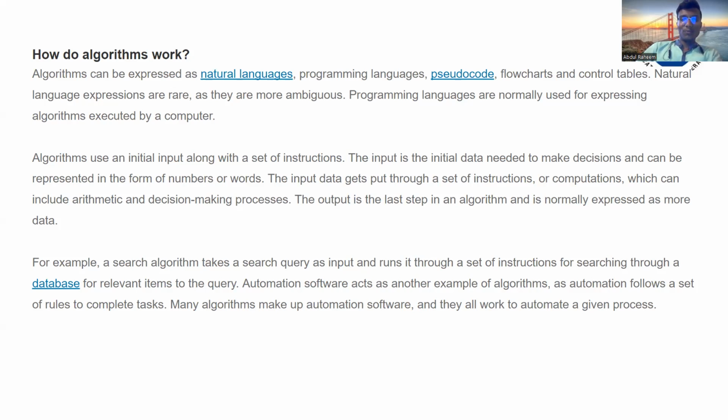That input data gets put through a set of instructions for computation, which can include arithmetic and decision making process. The output is the last step in an algorithm and is normally expressed as more data. For example, a search algorithm takes a search query as input and runs it through a set of instructions for searching through a database for relevant items to the query. Automation software acts as another example of an algorithm. As automation follows a set of rules to complete tasks, many algorithms make up automation software and they all work to automate a given process.